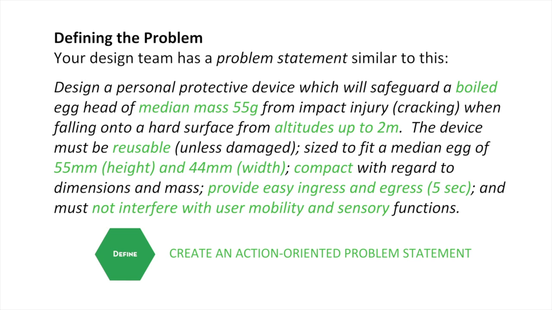And then we worked in the define phase, and your design team wrote a problem statement. That problem statement informs how you made your prototype and ultimately how we determine whether or not our test results demonstrate that we met our specifications. For mine, I wanted to ensure that I could have easy ingress and egress, 5 seconds apiece, that the helmet did not interfere with any user mobility or sensory functions, and also that it would survive an altitude of at least 2 meters. More would be great.